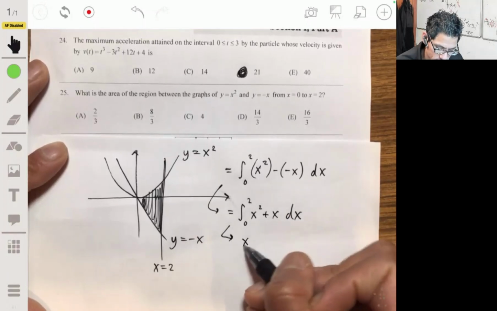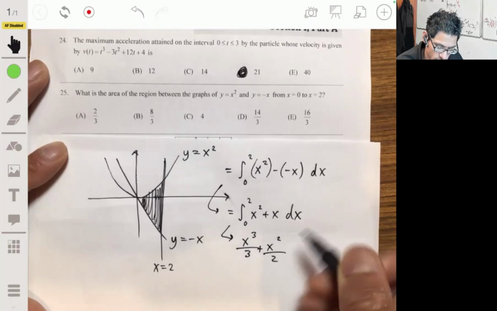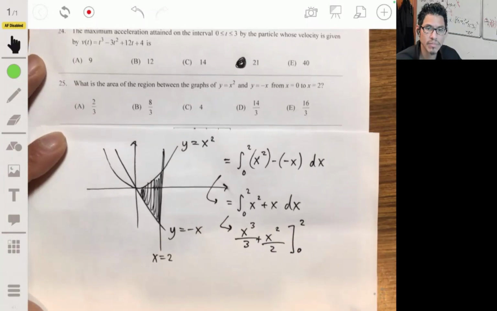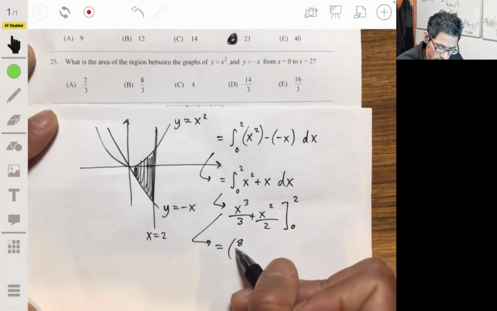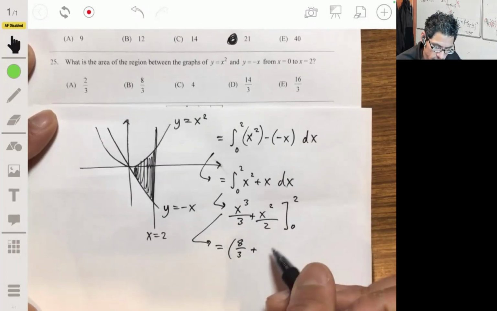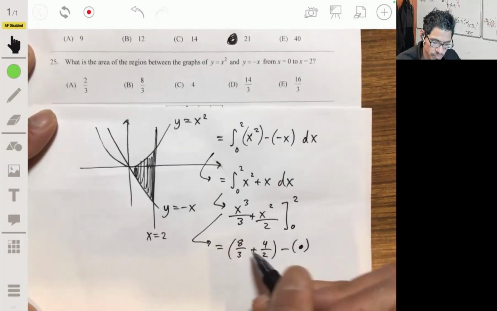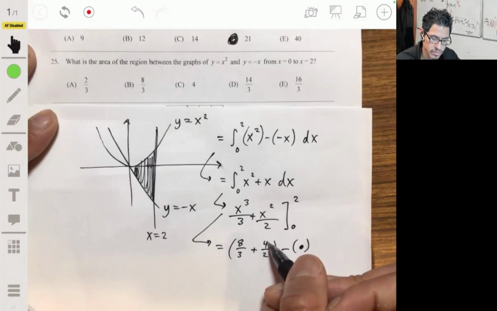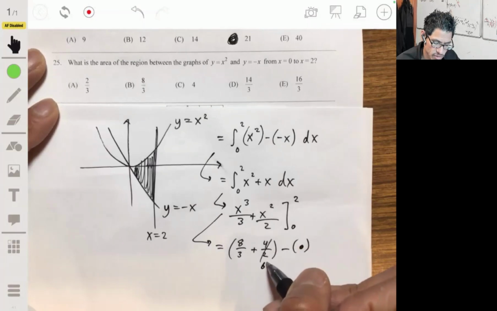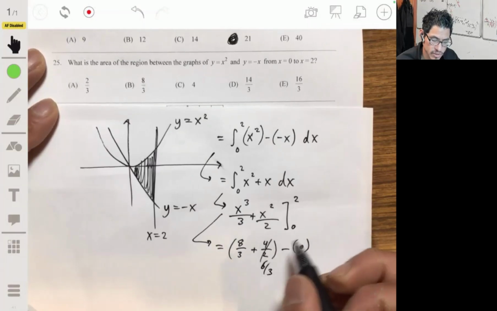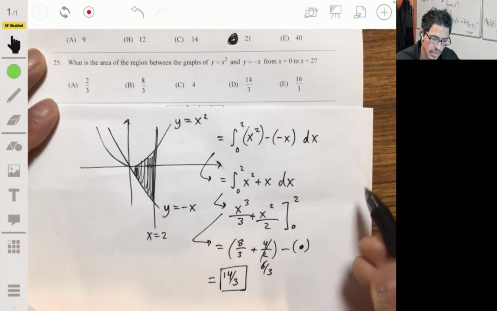Working this out, we'll get x cubed over 3 plus x squared over 2 from 0 to 2. Plug in 2, we'll get 8 over 3 plus 4 over 2 minus 0, because that 0 doesn't do anything. So 8/3 plus 6/3. So 14/3. And so the answer is D.